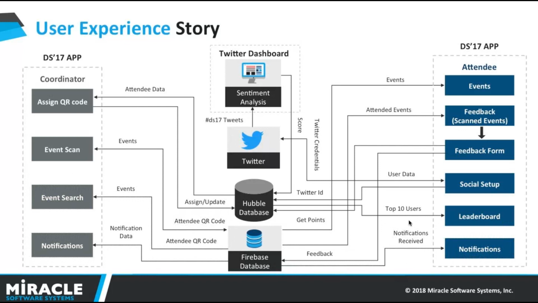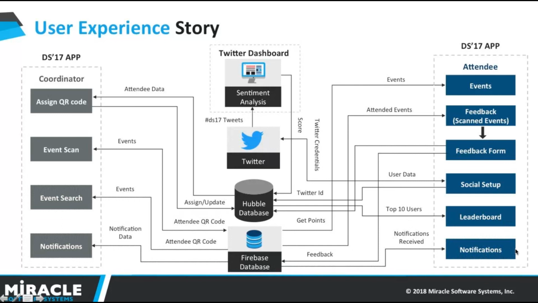Next, the notifications part. In the notifications, whatever notifications are received by the attendee will be stored over here. Also, the same with the coordinator. The notification sent to the coordinator will be stored over here. In the event search, if the coordinator wants to view the events, then the coordinator can view it in the event search section, same as the events in the attendee. So that's the user experience story.